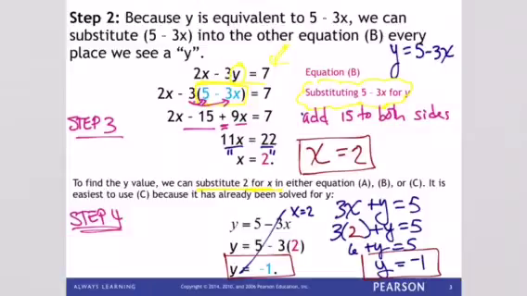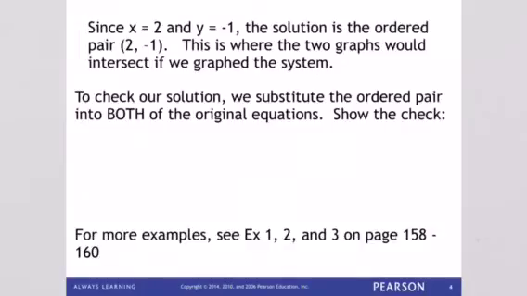So I get y equals negative 1. Now I know that I've got an ordered pair in which x equals 2 and y equals negative 1. That's the ordered pair (2, negative 1). If we sketched or graphed these, this is where they would intersect. So this is the solution. Our solution is (2, negative 1).